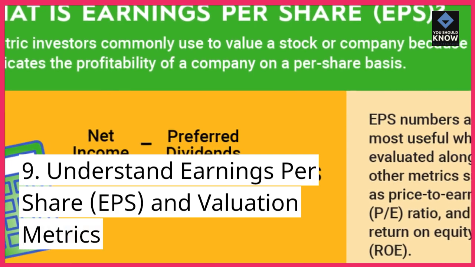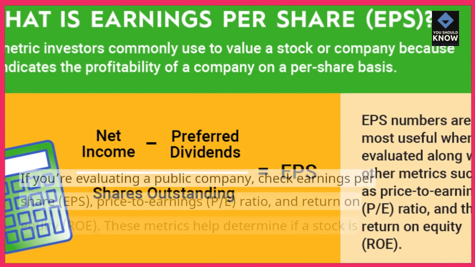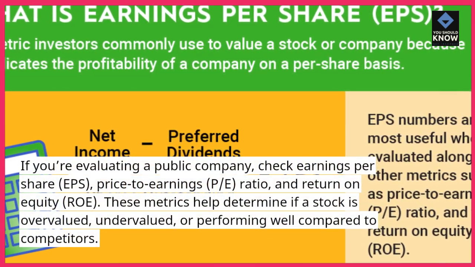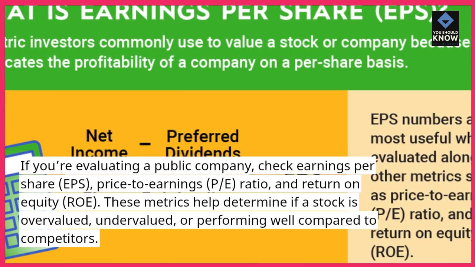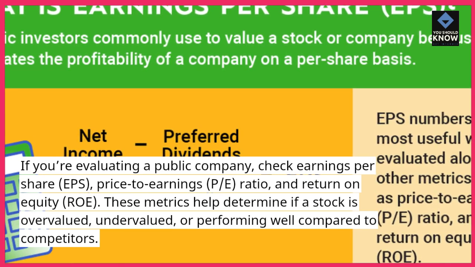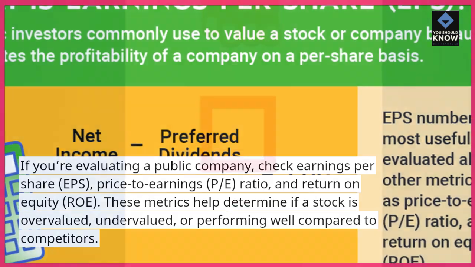9. Understand earnings per share, EPS, and valuation metrics. If you're evaluating a public company, check earnings per share, EPS, price to earnings, P/E, ratio, and return on equity, ROE. These metrics help determine if a stock is overvalued, undervalued, or performing well compared to competitors.